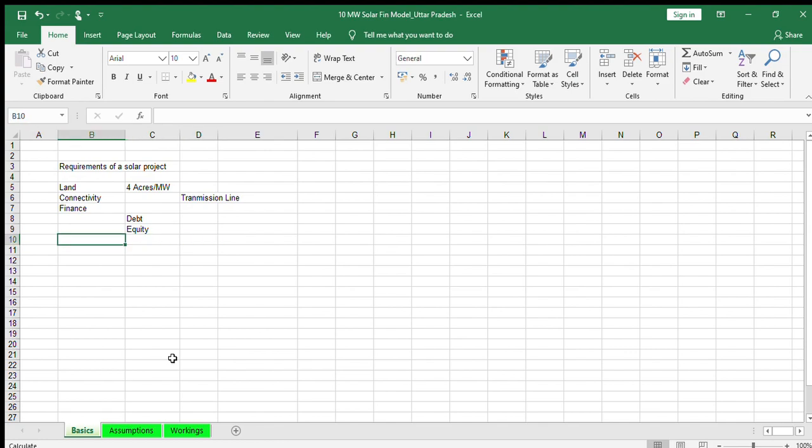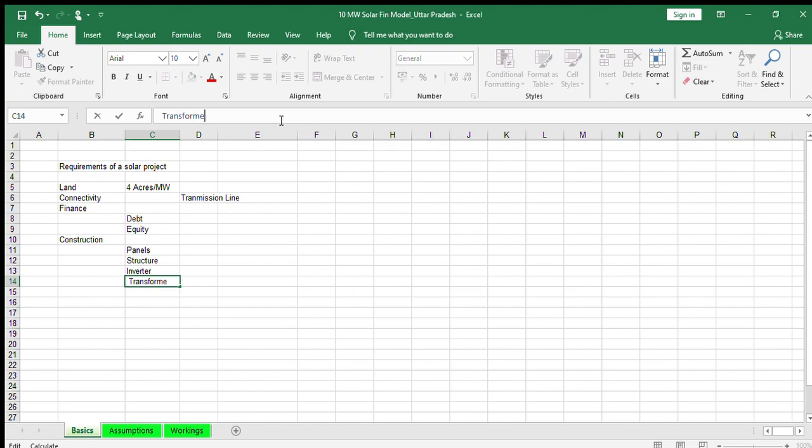The fourth requirement is the construction of the project. Construction of the project means you need panels, you need structure, also called balance of system, then you need an inverter. It could be a central inverter, it could be a string inverter. Then you need transformers, or you can say BOS, which is wrapping up all the other requirements of the project. So this goes into the construction.